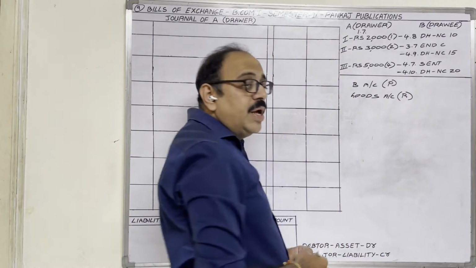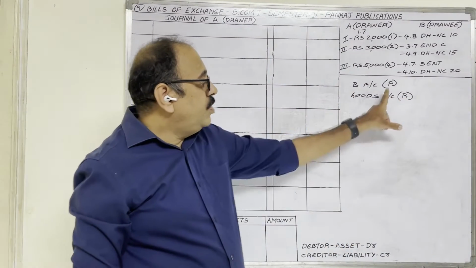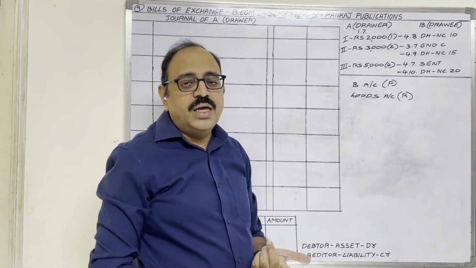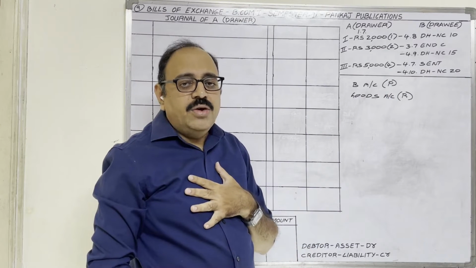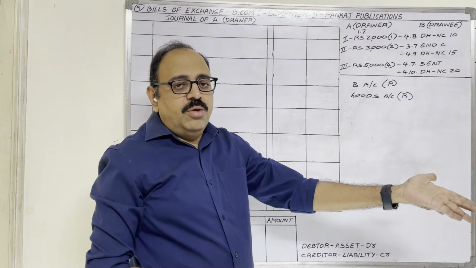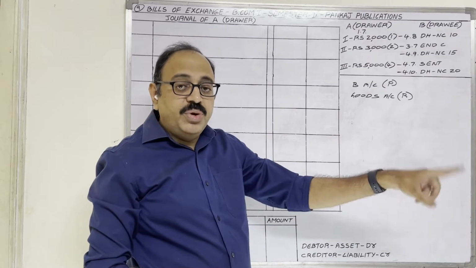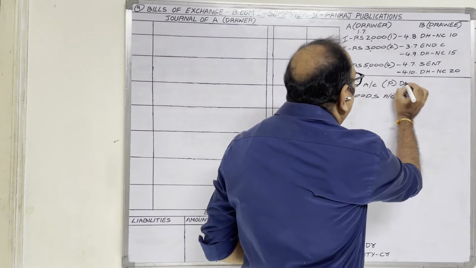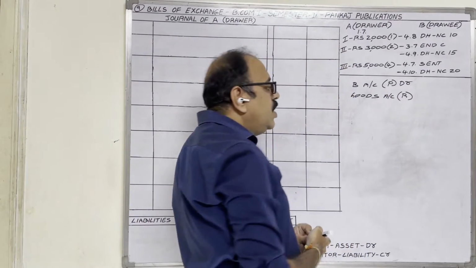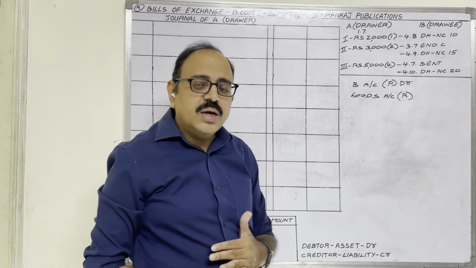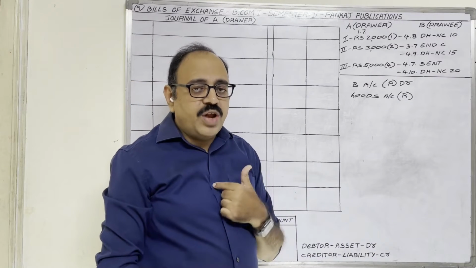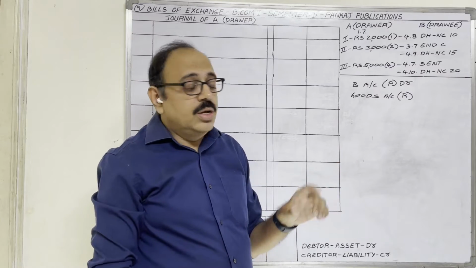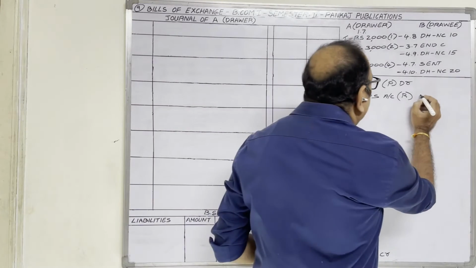Last step, apply the double entry principles. For a personal account, the double entry principle is debit the receiver, credit the giver. So we are A, we are giving goods to B. Means B is receiving goods, B is the receiver. Debit the receiver is applicable. We have to debit B account. Real account rule: debit what comes in, credit what goes out. So from A, goods are going, credit what goes out is applicable. We have to credit goods account.